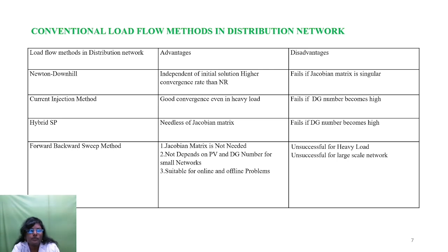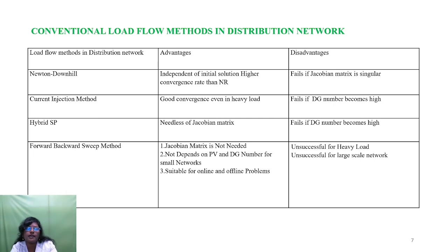Each of the conventional distribution side methods has some advantages and disadvantages. Let us see them one by one. First is the Newton downhill method. The advantage is it is independent of the initial solution, and it has a very high convergence rate compared to the NR method; NR is the Newton-Raphson method. But the disadvantage is it fails if the Jacobian matrix is singular, which means if the Jacobian matrix is 0, it fails to converge the load flow solution.